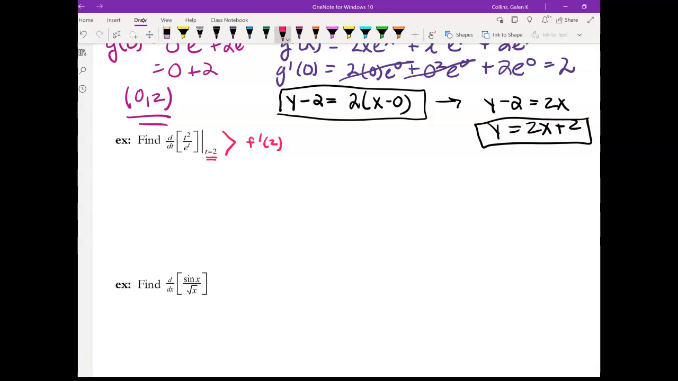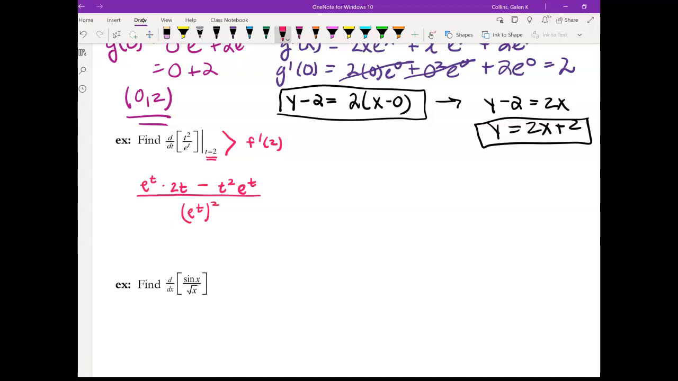So if I use my quotient rule, low d high is going to be e to the t, my low function, times d high, the derivative of t squared, which is 2t, minus high d low, so t squared, the numerator, times d low, the derivative of what's on the bottom, in this case just e to the t, all of that over low low, which is e to the t squared.